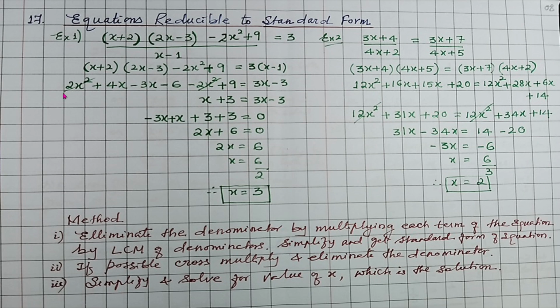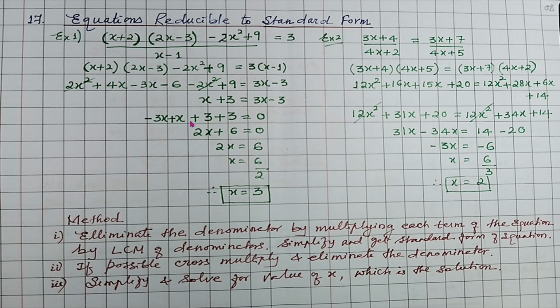Now simplify it. 2x square cancels here. 4x minus 3x minus 6 plus 9 is equal to 3x minus 3. Now you find that 4x minus 3x is x, minus 6 plus 9 becomes plus 3, is equal to 3x minus 3. Now bring 3x to the left, it becomes minus 3x plus x plus 3, and bringing minus 3 to the left becomes plus 3.